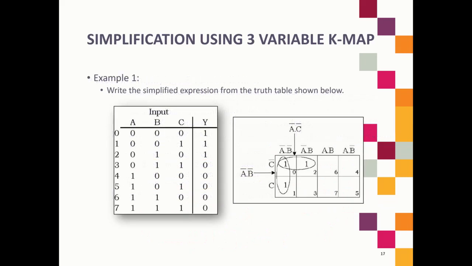So this example: write the simplified expression from the truth table shown below. Based on this truth table, you need to simplify it. This is the answer. Because in this truth table you have 3 Y that equal 1, in your K-map you also have 3 ones: 1, 2, and 3. You need to map each Y to your K-map. The cell that represents each one can be found based on the product term or the decimal value. If you refer to the decimal value, the first value is in cell 0, the second value is cell 1, and the last value is in cell 2.